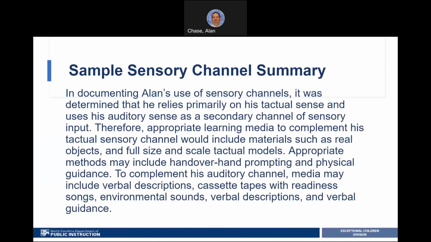Based on the sample LMA checklist on the previous 2 slides, here is a summary of the results of that assessment. The student was found to primarily use tactile means to access information. Auditory was a secondary sensory channel for this student.